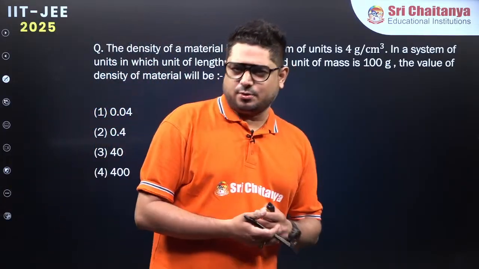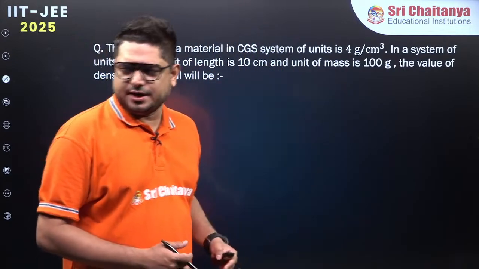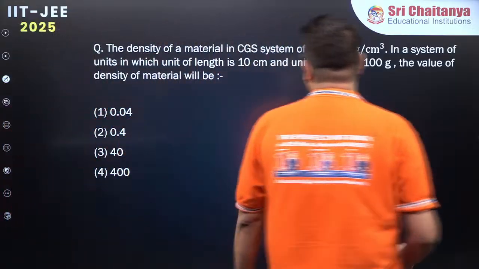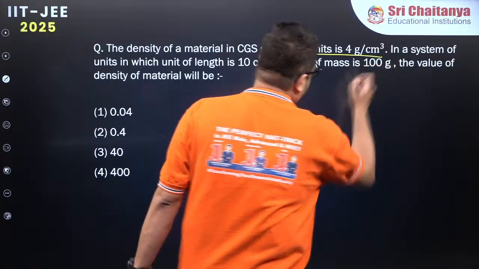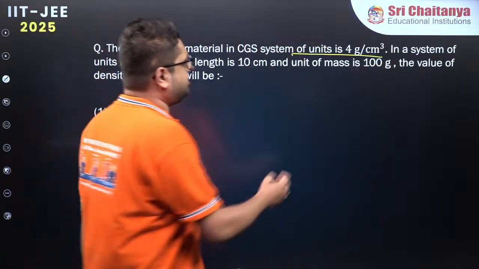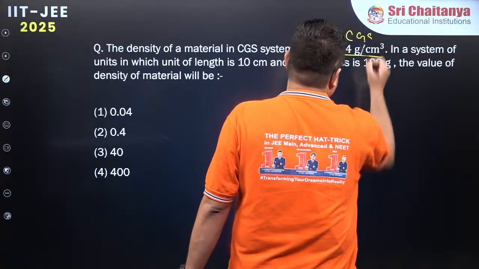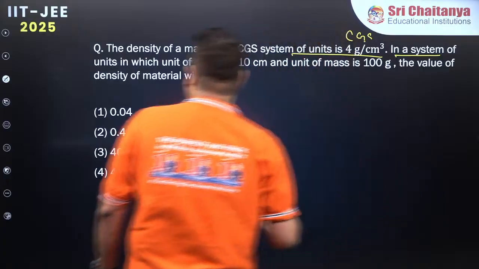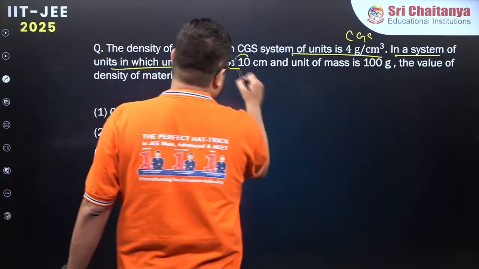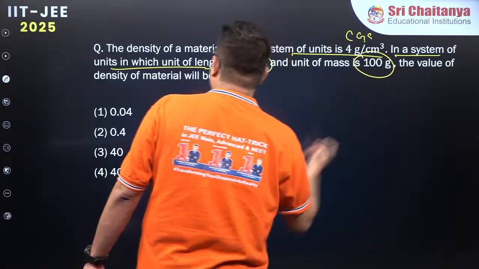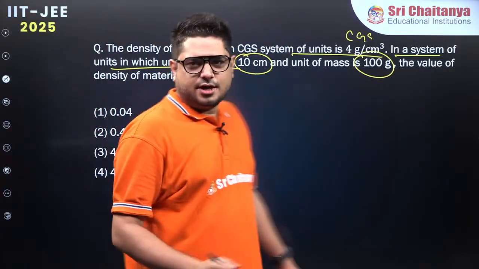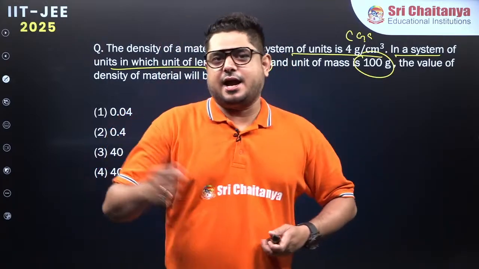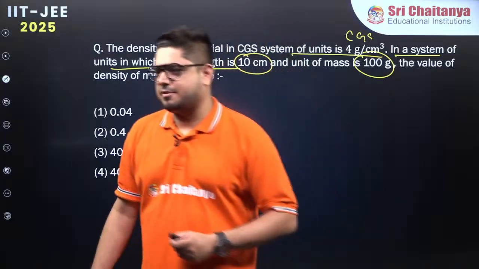It's a previous year JEE Main question, the one you are able to see over here. I want you all to give me the answer. The density of a material in the CGS system of units is 4 gram per centimeter cube, isn't it? That's the CGS representation. In another system, an arbitrary system of units, the unit of length is 10 centimeters, the unit of mass is 100 grams, and what is the value of the density of the material? So I want you all to solve this question and mention it from the given list of options, everyone. I hope it's clear.